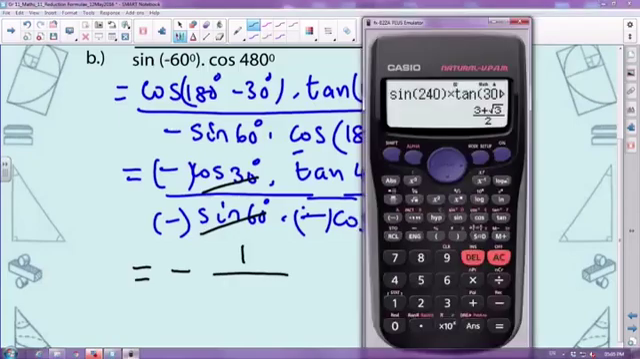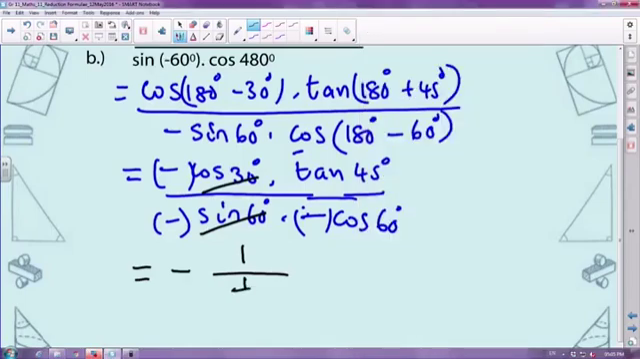Remember that it's a special angle. Tan of 60, you should be knowing it by heart. Cos 60 should give you a half. Yeah, a half. Okay, so this is 1 over a half, which is 1 over 1 over 2. We get negative 2 as our final answer.